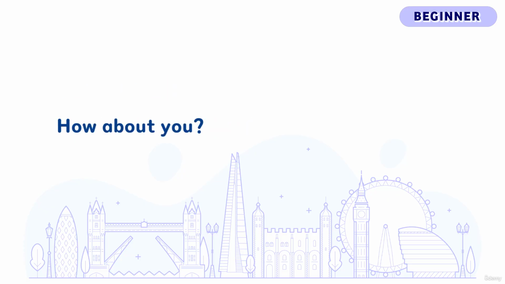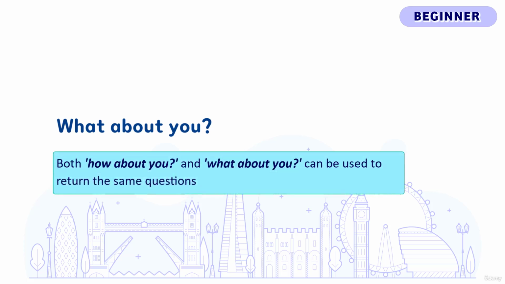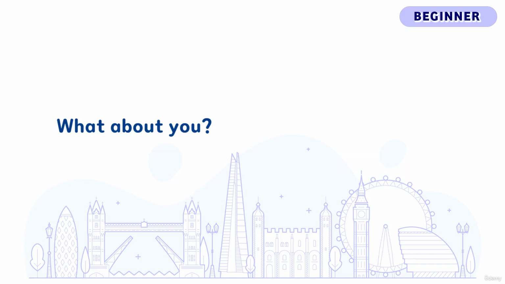Now, so far in this course, when we want to return the same question, we learn to use how about you? However, another way we can return the same question is by using what about you? In some situations, the meaning of how about you and what about you can be different. However, when we want to just return the same question back to the other person, we can use either question. So let's practice asking this question, what about you?